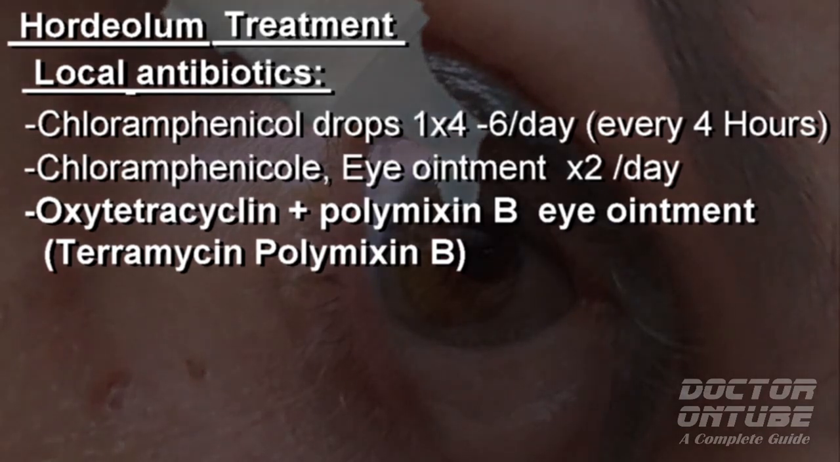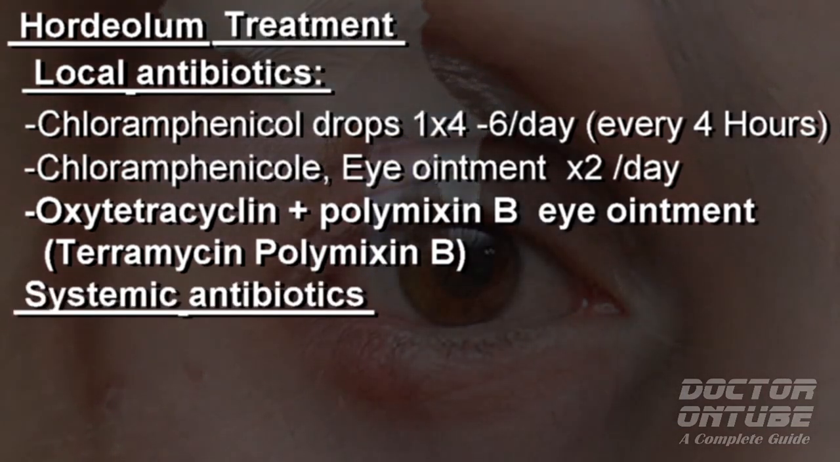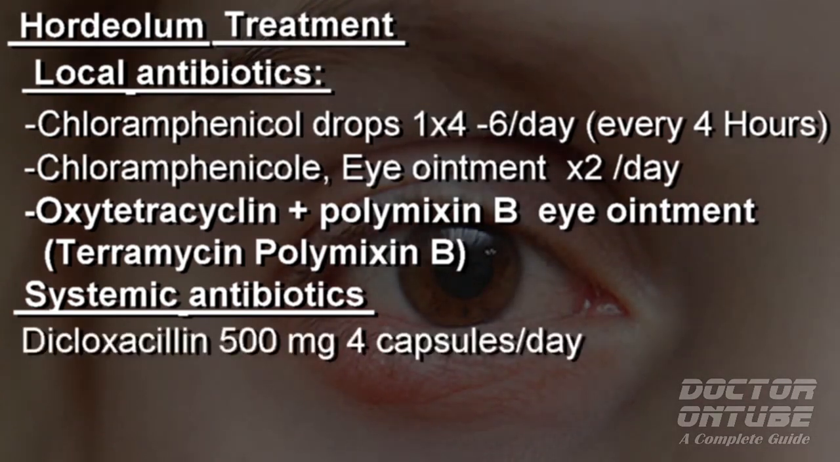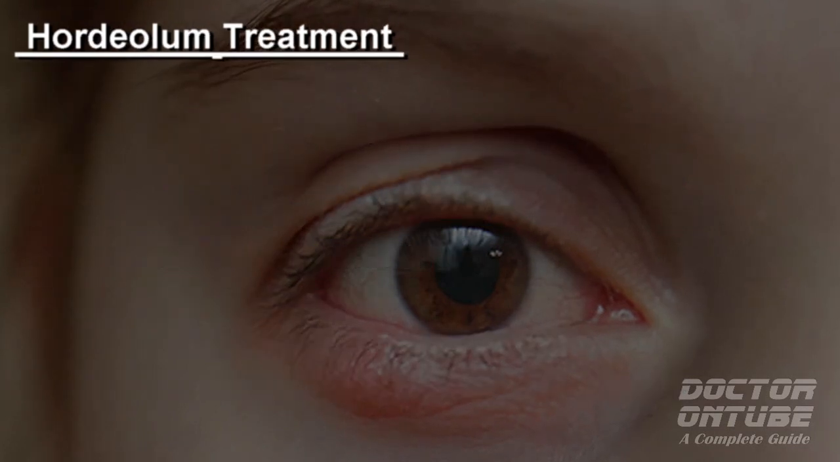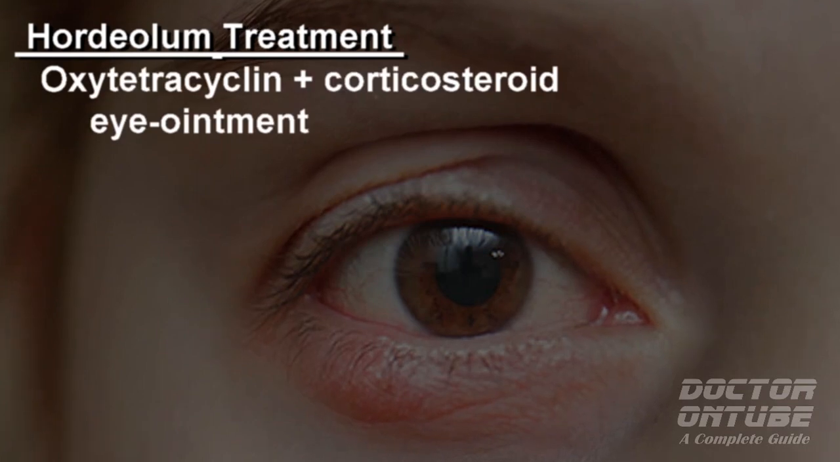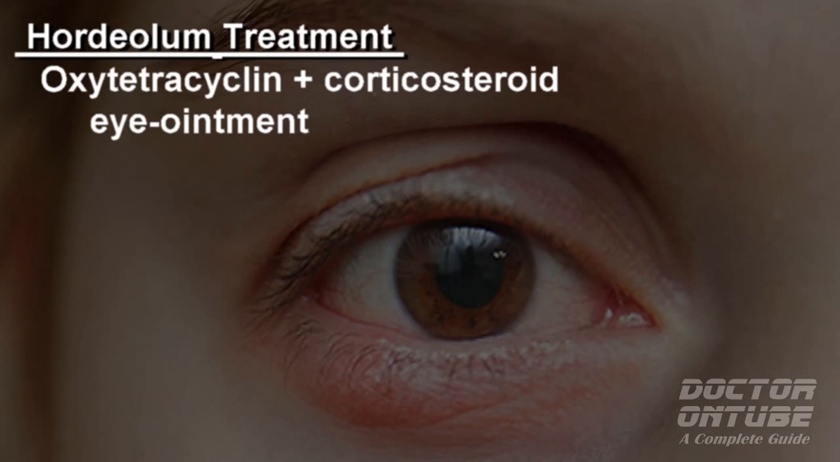Depending on severity of the infection, oral antibiotics can be used, like dicloxacillin 500 mg capsules, 4 times a day, or erythromycin capsules 250 mg 4 times a day can be tried. I prefer to prescribe a mixture of a local antibiotic, oxytetracycline, and a corticosteroid, because it has a good effect on both hordeolum and chalazion. It's known as Terracortril.